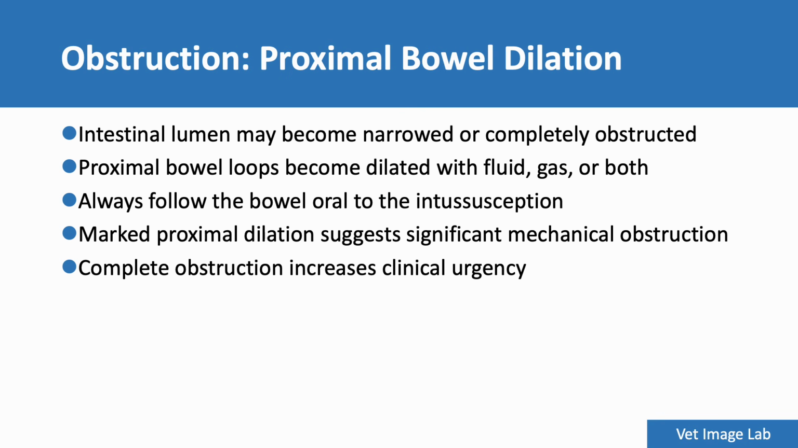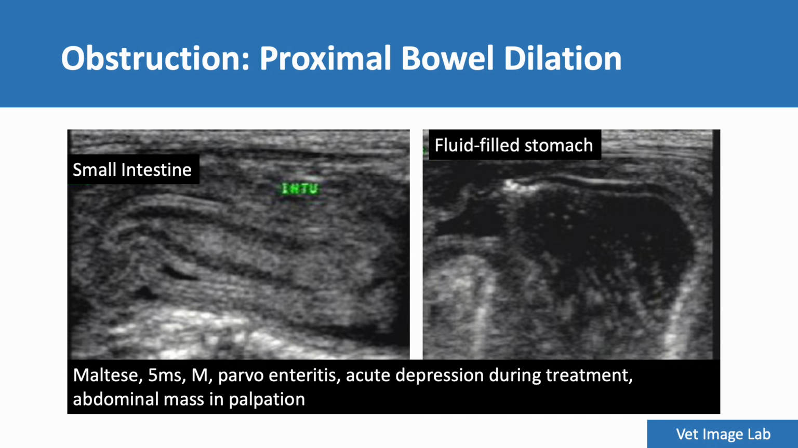As intussusception persists over time, the intestinal lumen can become progressively narrowed or completely obstructed. When this happens, intestinal contents, fluid, and gas cannot pass normally through the intussuscepted segment. As a result, the bowel loops proximal to the intussusception become dilated. On ultrasound, these proximal loops may appear fluid-filled, gas-filled, or mixed. So, after identifying the intussusception itself, we should always follow the bowel oral to the lesion and check for proximal intestinal dilation.